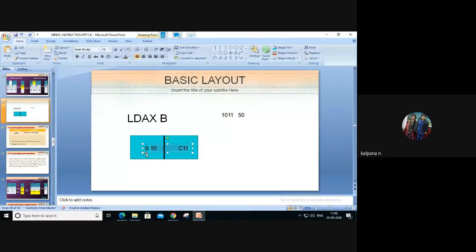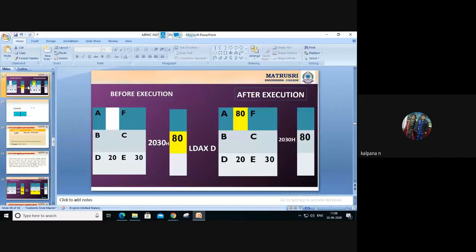So the memory location here is 10, 11. So at the 10, 11 memory location, what data is present? 50. So that 50 will be moved into, or loaded into, the accumulator. That is the meaning of LDAX.